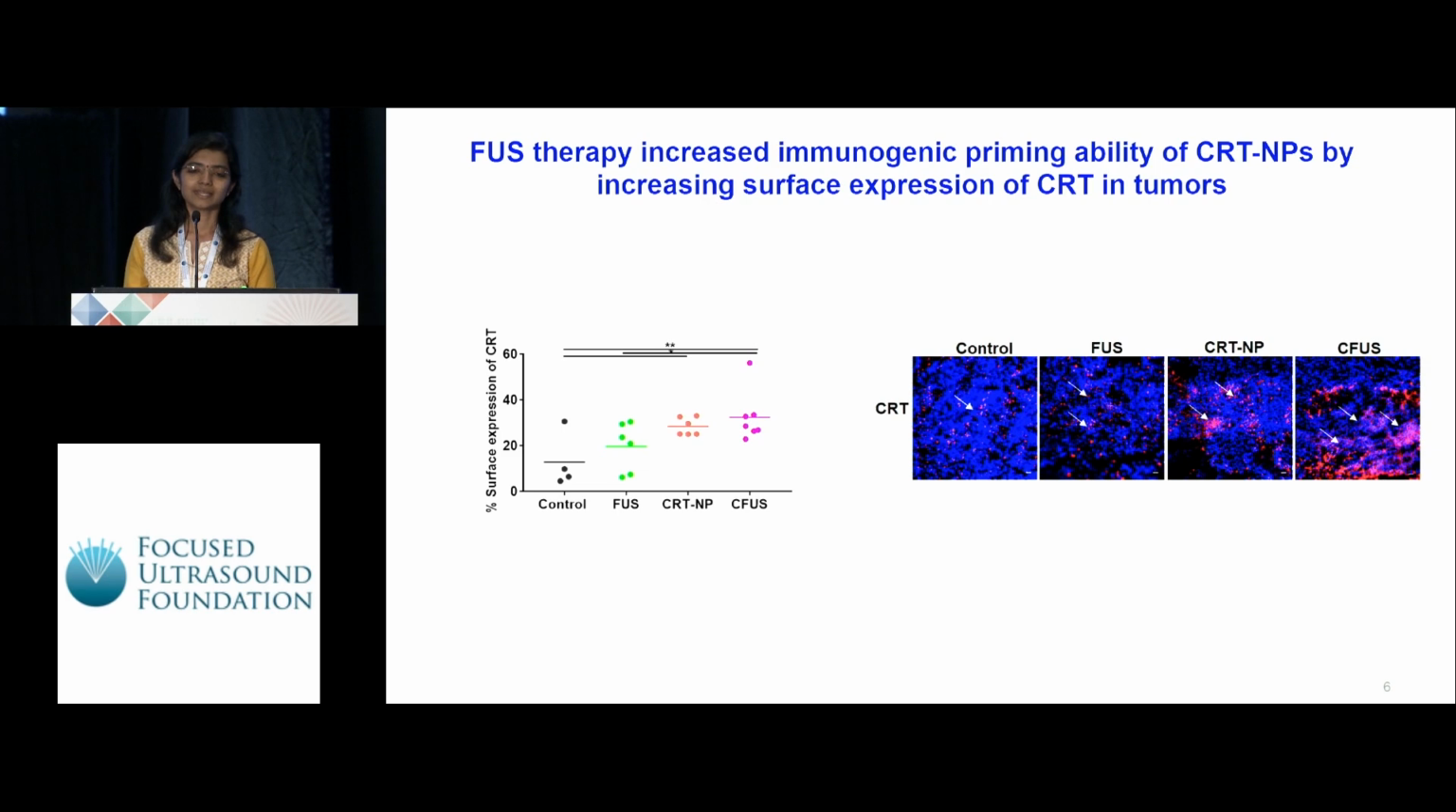Flow cytometric analysis of treated tumors suggested higher expression of calreticulin in all the treatment groups compared to the controls. Immunofluorescence staining of the treated tumors suggested that CFUS-treated tumors had relatively higher CRT expression compared to the other groups, as seen by the red spots in those images.